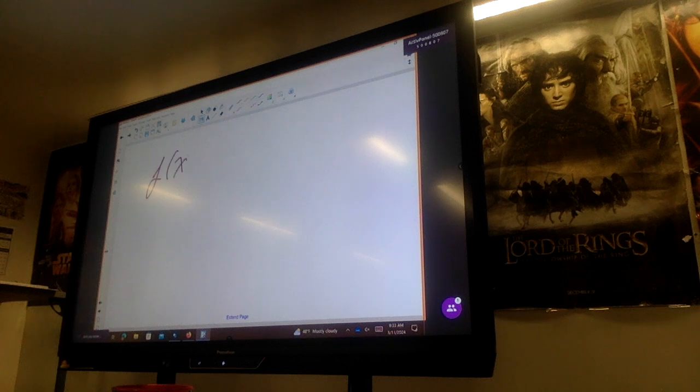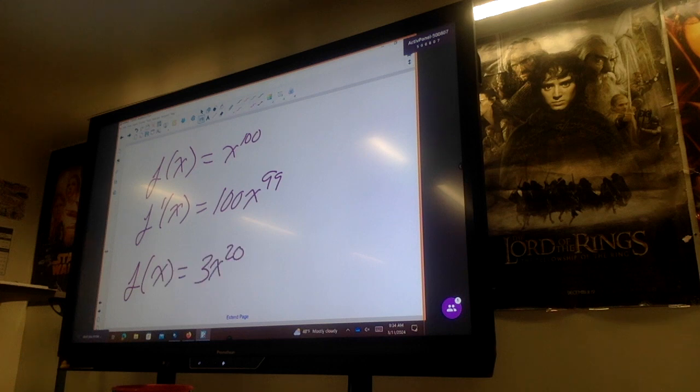f of x equals x to the 100. What's the derivative? Bring the exponent down front, which is 100. Subtract 1 from the exponent. Done. What if I had this? What's the derivative of that going to be? 60x to the 19. Good. Okay? It's as simple as that, especially on these first few.